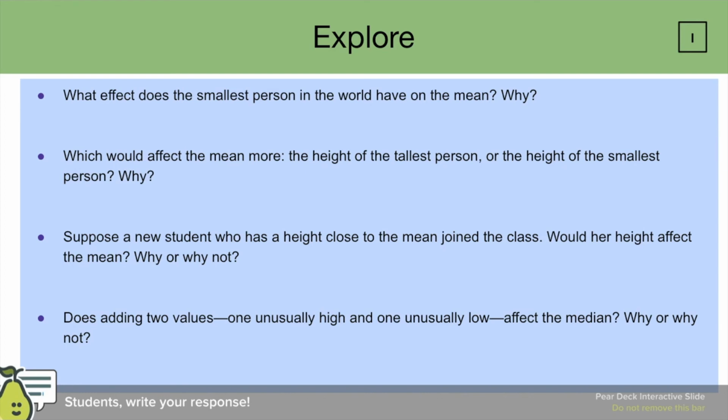The questions include, what effect does the smallest person in the world have on the mean? Why? Which would affect the mean more, the height of the tallest person or the height of the smallest person? Why? Suppose a new student who has a height close to the mean joined the class. Would his or her height affect the mean? Why or why not? Does adding two values, one unusually high and one unusually low, affect the median?